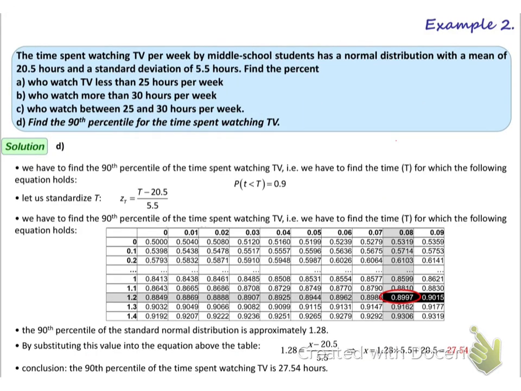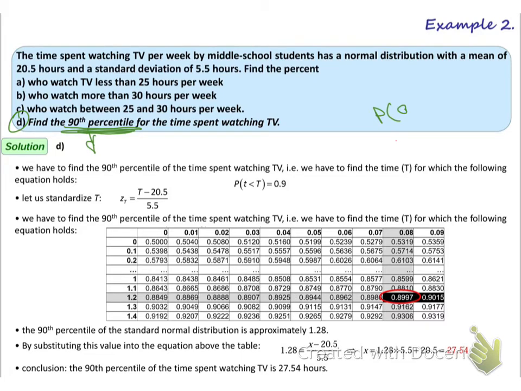This D is a little tricky because he didn't give us the time and say time more than or time less than. He gave us the probability. He said find the 90th percentile. So the probability is 90%. So he gave us the answer. He gave us already the probability, 90%, based on the standard normal distribution table.